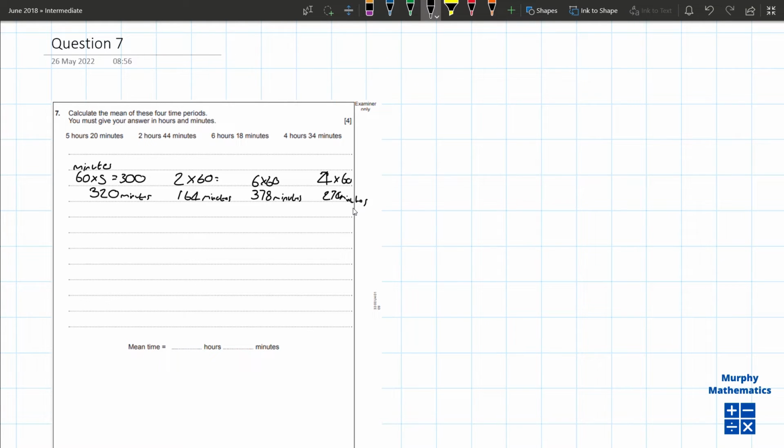So what I can now do is add them all up and divide by how many there are. So 320 plus 164 plus 378 plus 274, all divided by 4. And so if I put that into a calculator, I've got 320 plus 164 plus 378 plus 274, all divided by 4. I've got, my mean is 284 minutes.